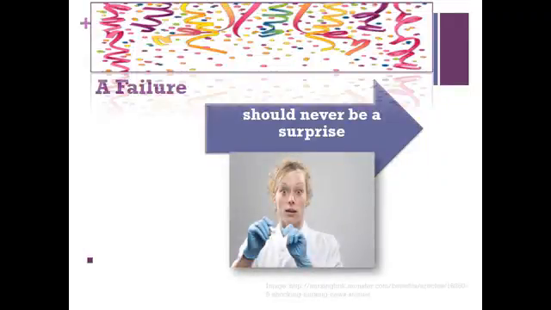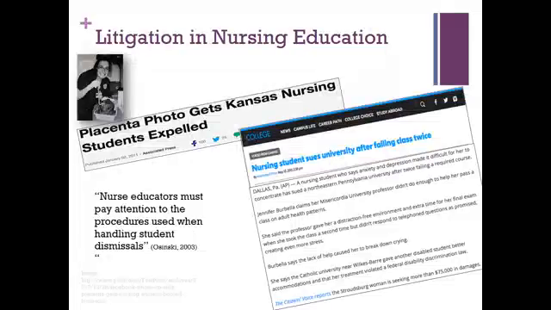Failing the clinical rotation should never be a surprise. To complete the student evaluation, make sure you are thoroughly familiar with the evaluation. Use a strategy to record student performance observations, as well as a consistent strategy to deliver prompt, prescriptive feedback. As nurse educators, we must pay attention to the procedures used when handling student dismissals, because nursing students are slightly more likely to sue, and nursing programs are slightly more likely to lose than other academic programs. This is why documentation becomes so important.